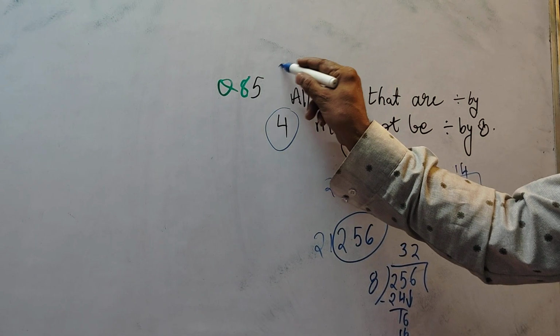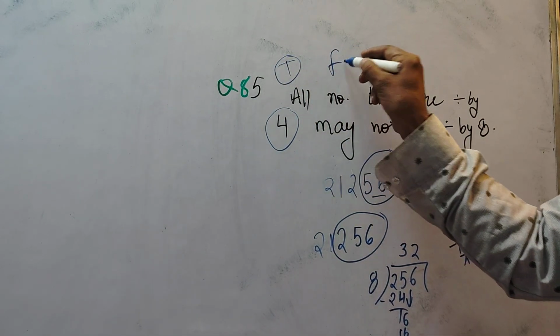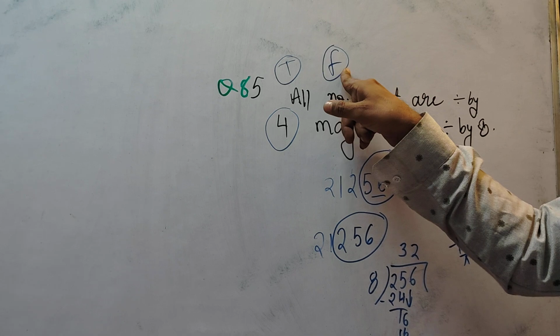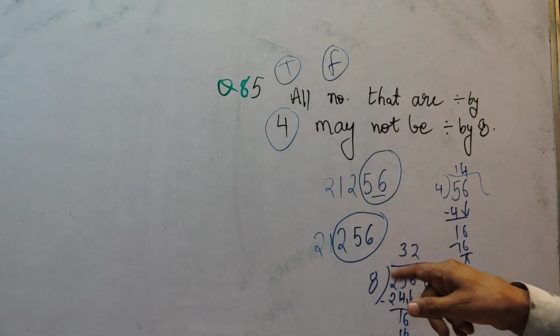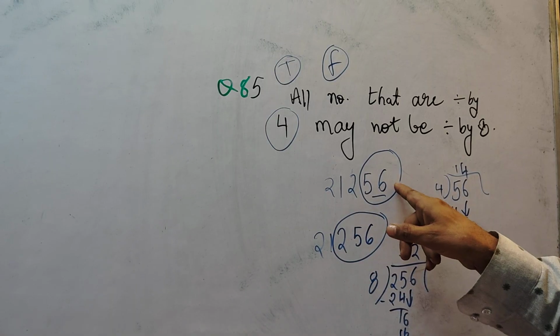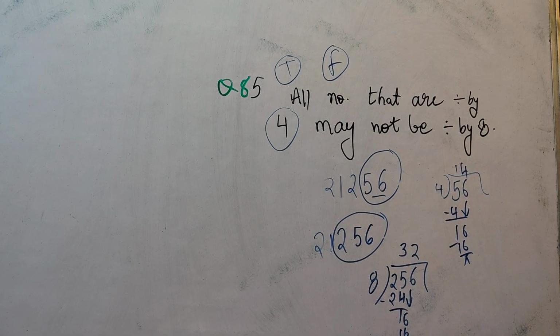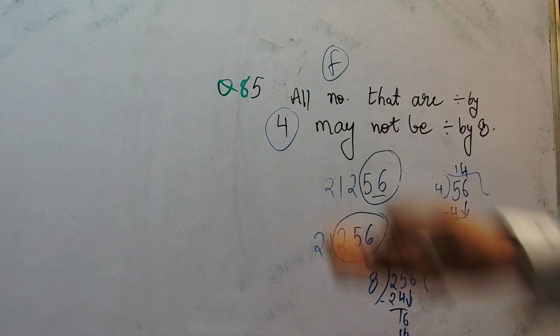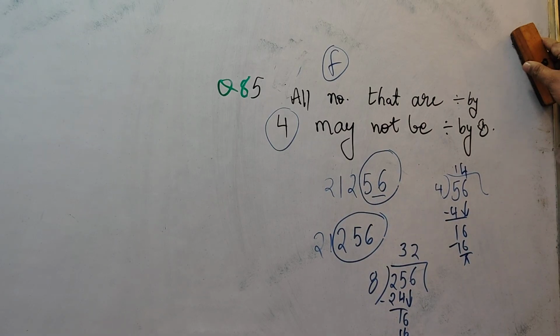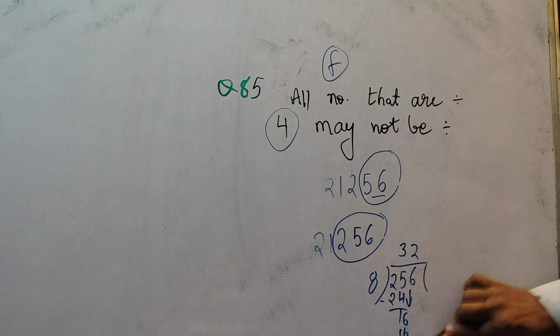If you have done true, it should be replaced with false. Is it okay? The answer is false in this case because 2 1 2 5 6 is divisible by 4 as well as 8. The question is saying may not be divisible by 8, and that is not true. So the answer of this question is false. Correct? Okay.